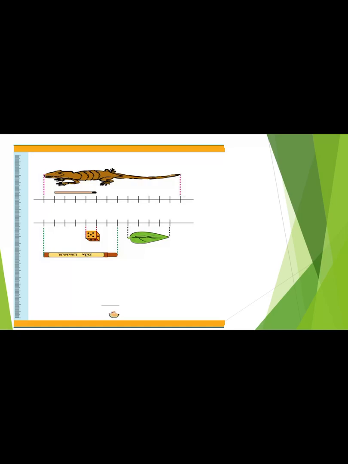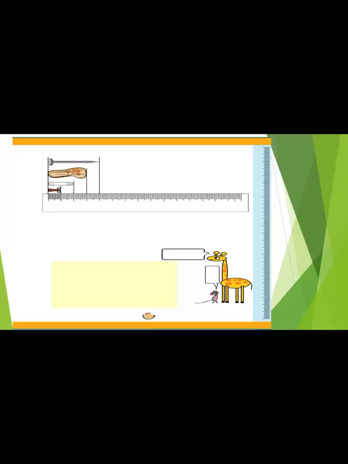Now here there is a lizard and you have to find out the length of this lizard. It will start from 0. Just count the markings and you can finally find out how many centimeter it is. Similarly, a crayon is here. What is the length of the crayon? What is the length of the dice? What is the length of the leaf? Just by counting the marks, you can find out the length of that particular object.